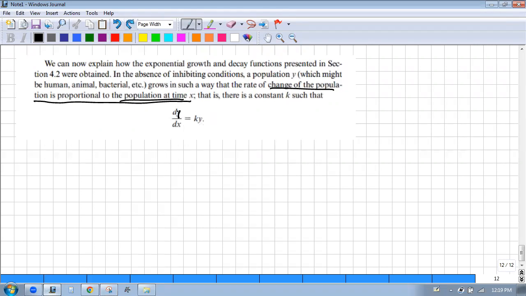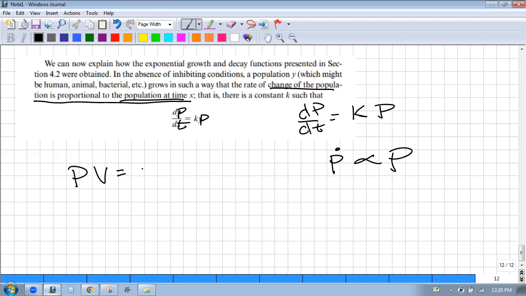So here, P for population, right? And t for time. dP/dt equals kP, right? Or P dot is proportional to population. And that little alpha symbol, that means proportionality. Like for the ideal gas law, pressure times volume is proportional to temperature. So that's what that means.